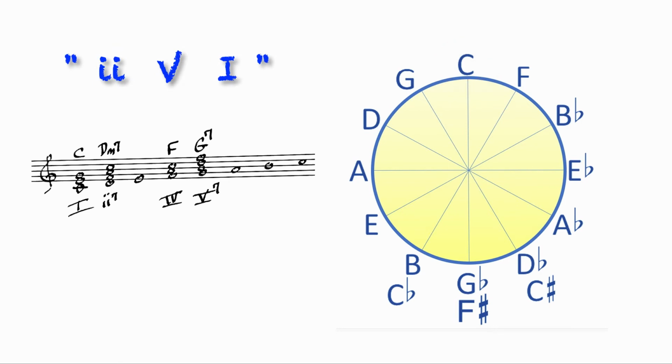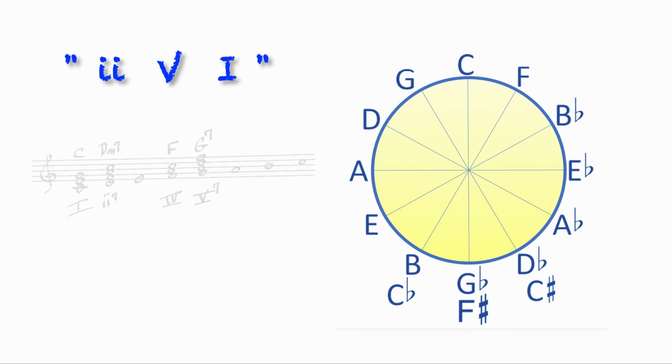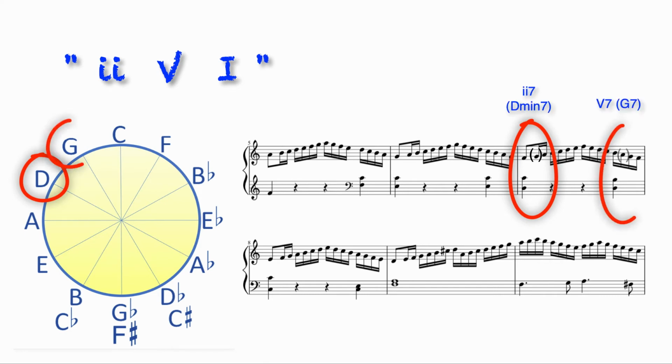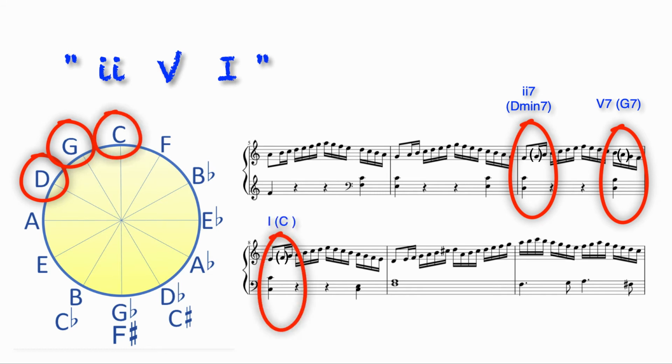It is extremely popular in jazz music, and also in pop and classical music. Here it is in the Mozart Sonata. Notice the notes D, F, A, C, the D minor 7, 2 chord, going to G, B, D, F, the G7, 5-7 chord, and finally to C major, the 1 chord.